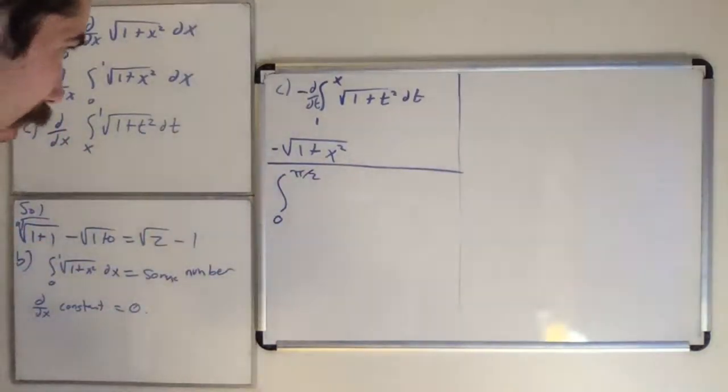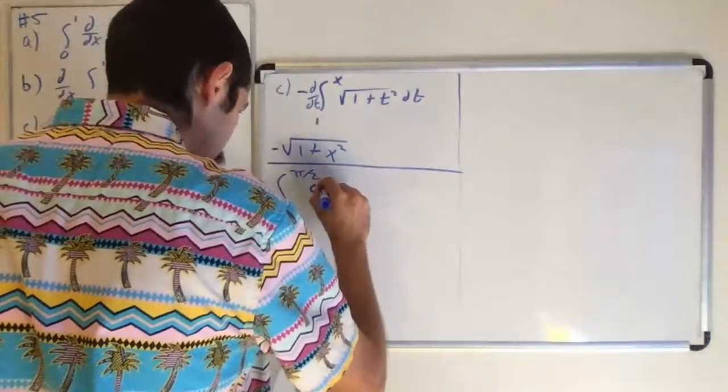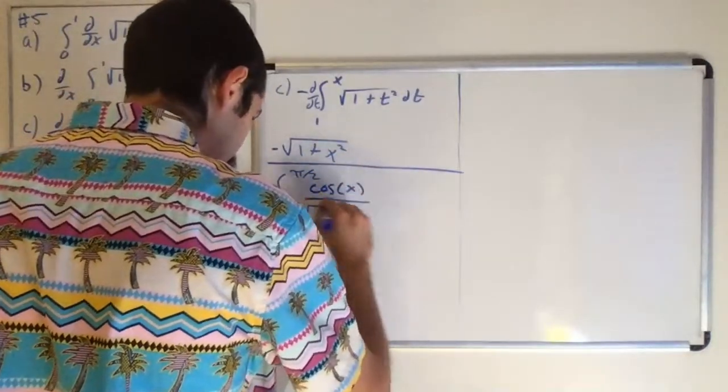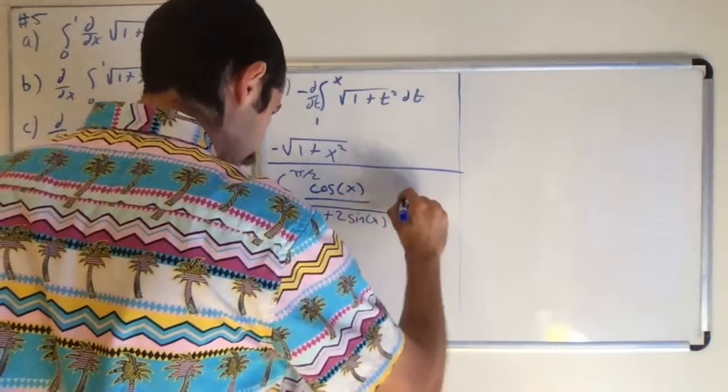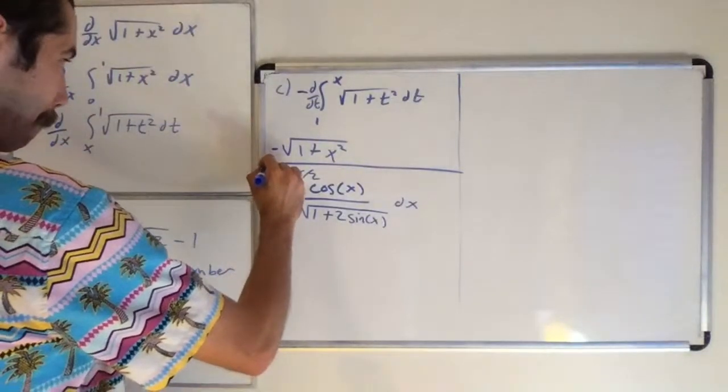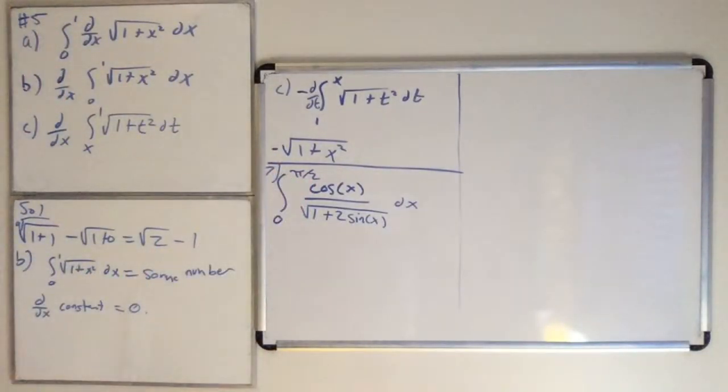So it's the integral from 0 to pi over 2 of cosine of x over the square root of 1 plus 2 sine of x dx. Do we have any thoughts of how we could get started?